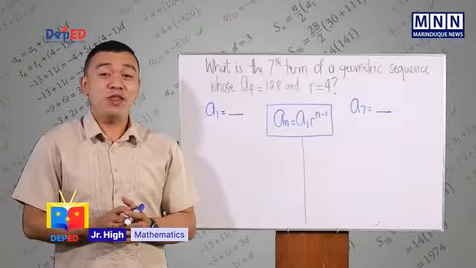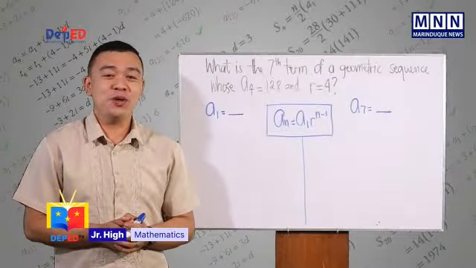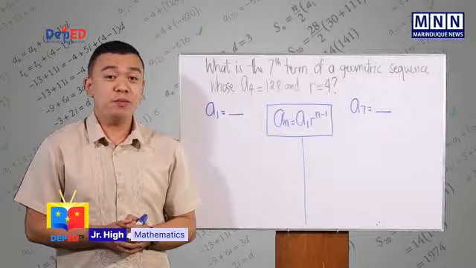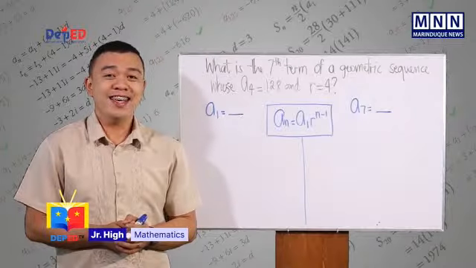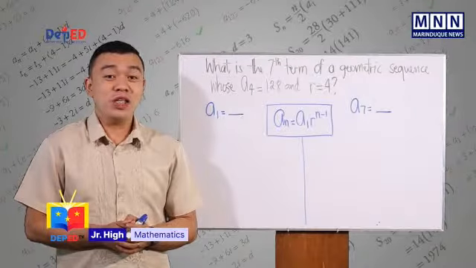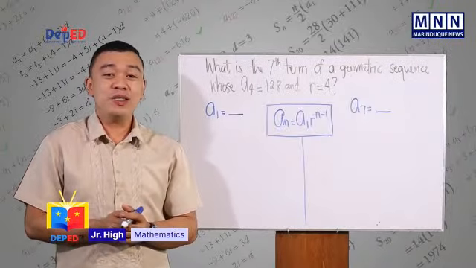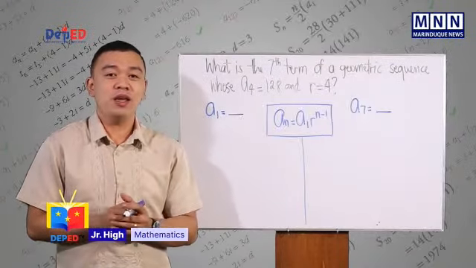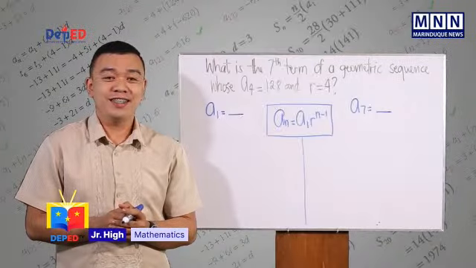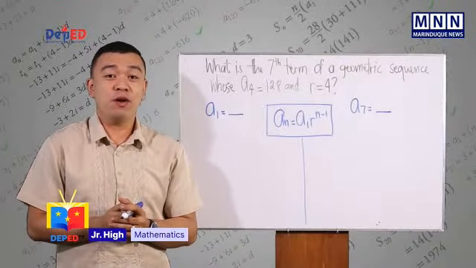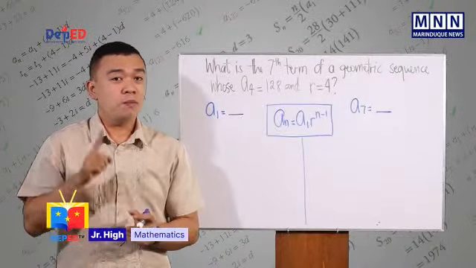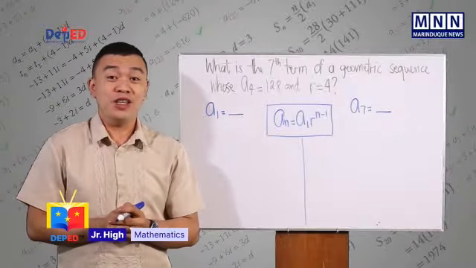What is the seventh term of a geometric sequence whose fourth term is 128 and the common ratio is equal to 4? To begin with the problem, you must analyze carefully what it asks for. The problem is asking for the seventh term, but the first term was not given.